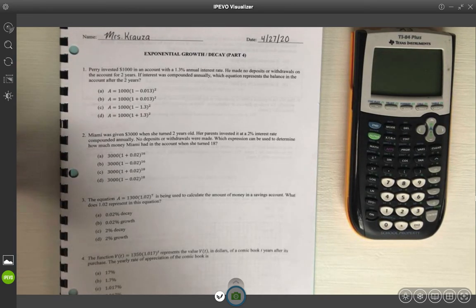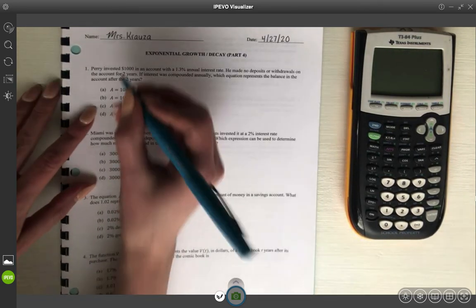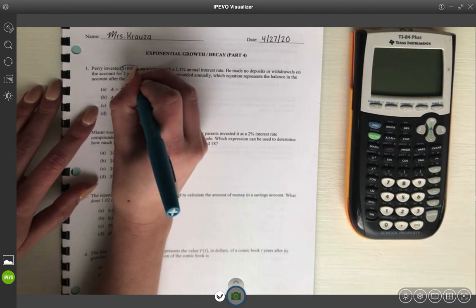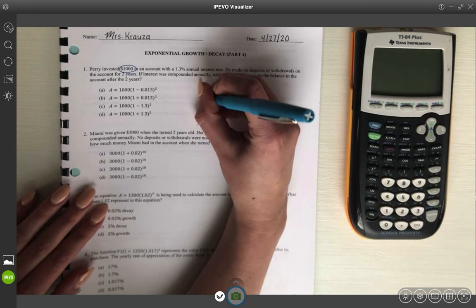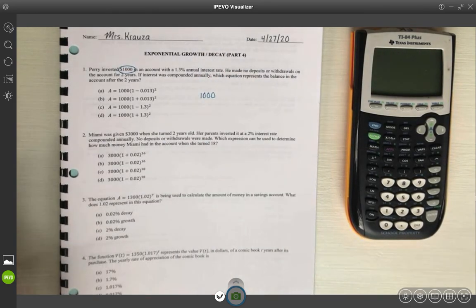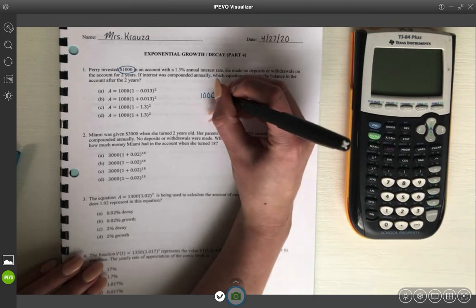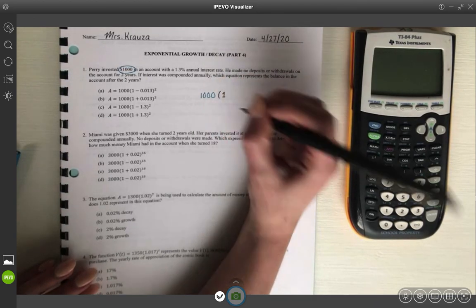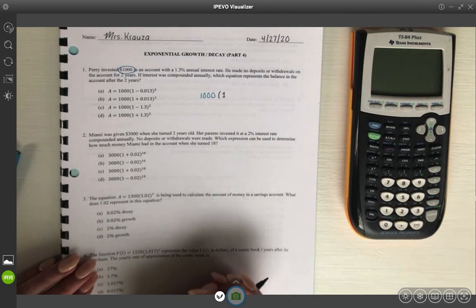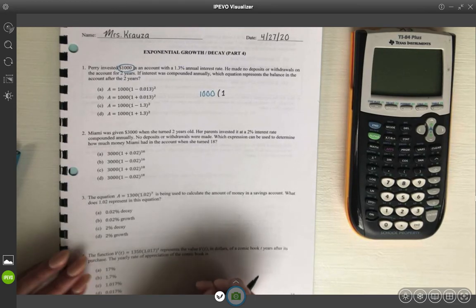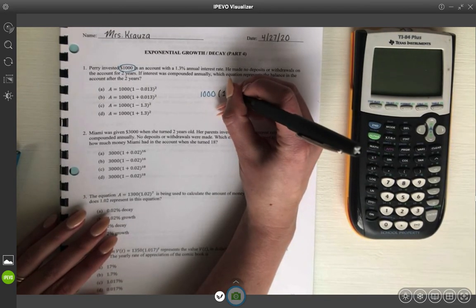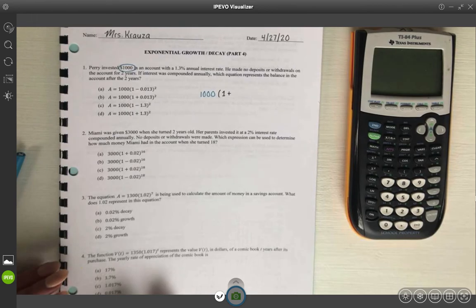All right, so let's pull out the important pieces. First, he's starting with $1,000. So $1,000 goes out in front. Next, we always write parenthesis 1, and then we decide if this word problem signifies adding or subtracting. Is this account growing or decaying? Well, it's a savings account, so it is growing over time. We're going to use a plus sign.